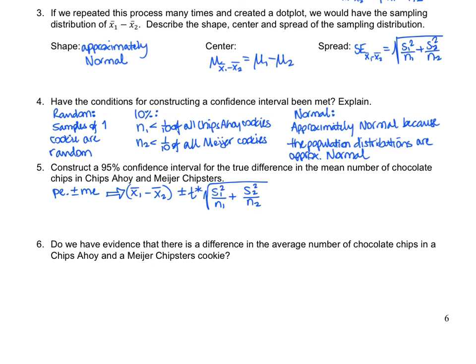Now we're going to see that when we perform this in our calculator, we're going to end up with a much smaller degrees of freedom. But for right now, we're going to write down that the conservative degrees of freedom is equal to the smaller of the two n's minus 1. And that means we're going to take a look at the two sample sizes. Whichever sample size is smaller, n1 or n2, we're going to subtract 1 from that. That will be our conservative degrees of freedom.